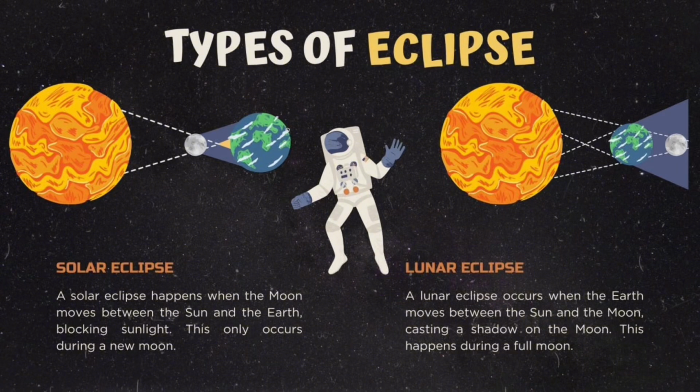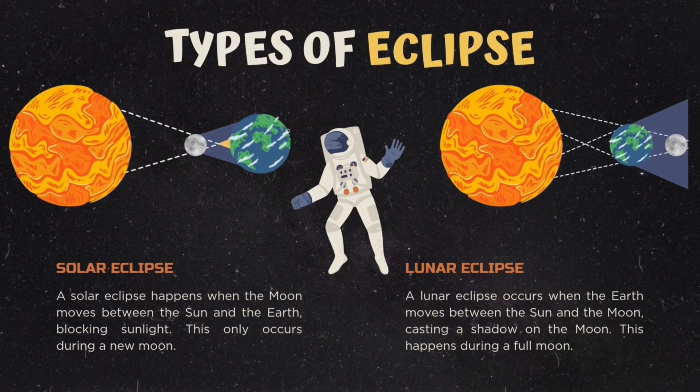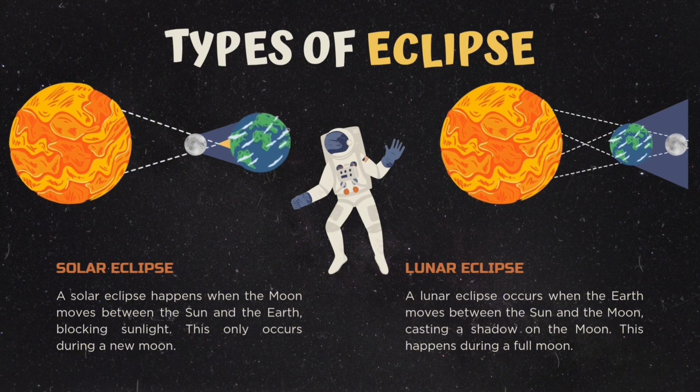First, the solar eclipse. A solar eclipse happens when the moon moves between the sun and the earth, blocking sunlight. This only occurs during a new moon. Second, the lunar eclipse. The lunar eclipse occurs when the Earth moves between the Sun and the Moon, casting a shadow on the Moon. This happens during a full moon.